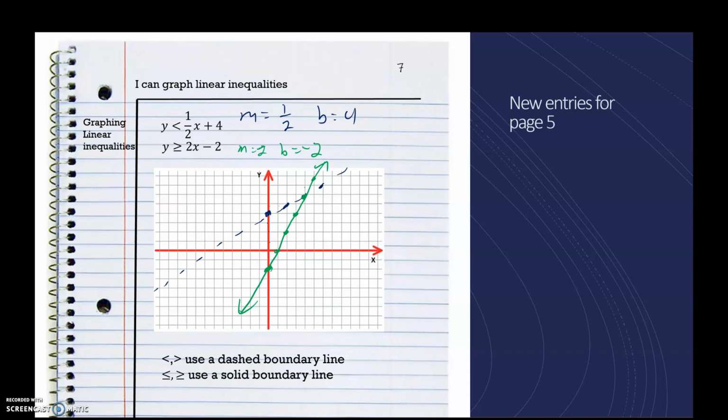Now I want to show you some shading here. The dashed line says that my y's are less than. So what I'm going to do is use a highlighter. Less than, this is everything like this. This is all less than that first line, the dashed one.